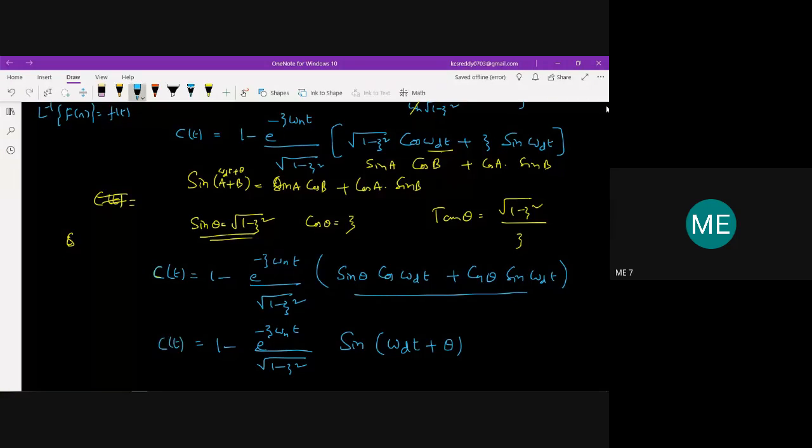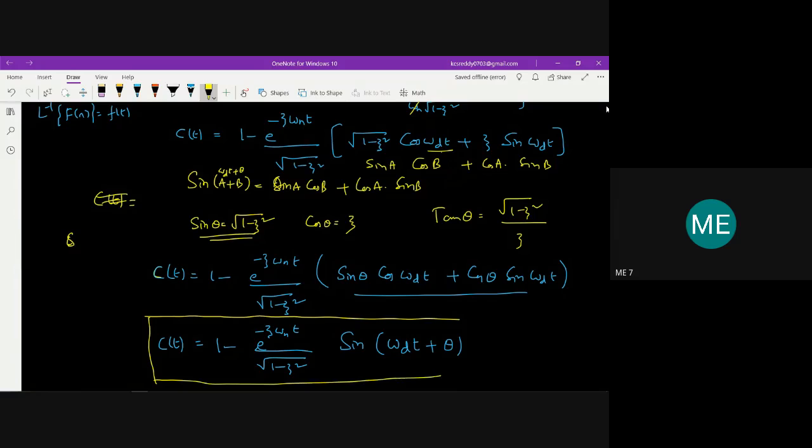This is the expression which I mentioned during the discussion of the effect of zeta on second order system performance, for the case of zeta between 0 and 1. So this is what we can call the expression for the second order system response for a unit step input in the under damped case.